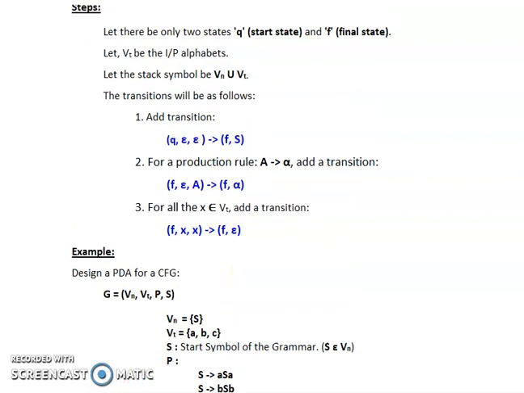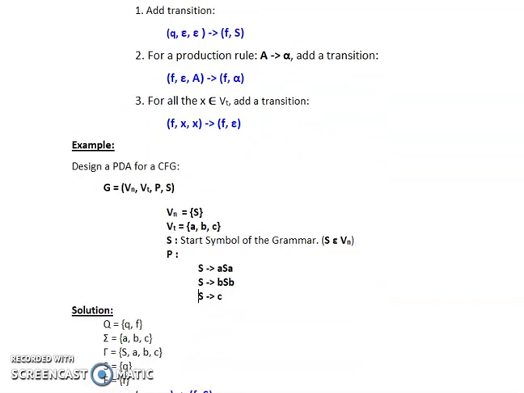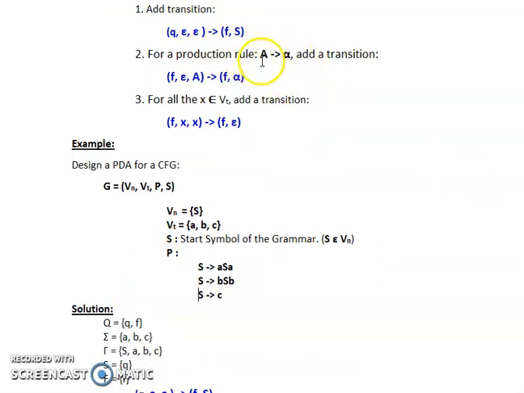Now let's see the other transitions. The second transition states that for a production rule A tends to alpha, meaning a non-terminal tends to a combination of terminals and non-terminals, we add transitions. Let us see how many transitions of this particular form we have. So there are 3 transitions of this particular format.